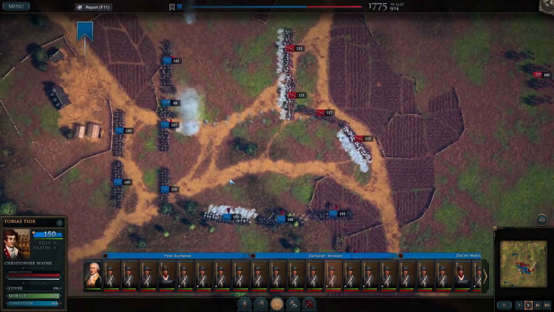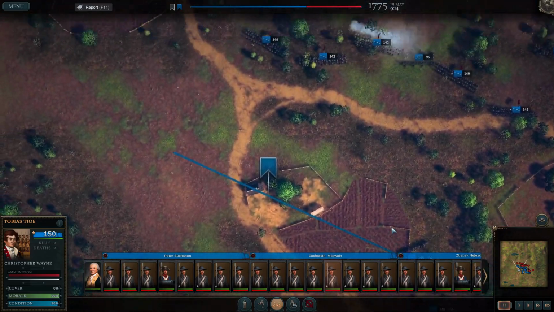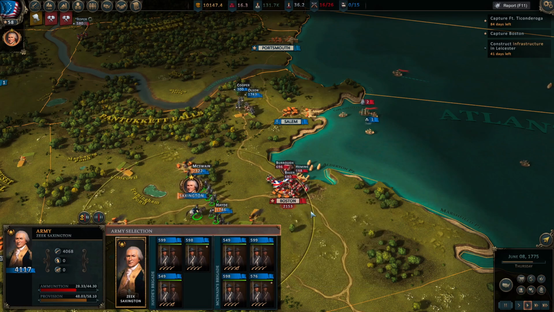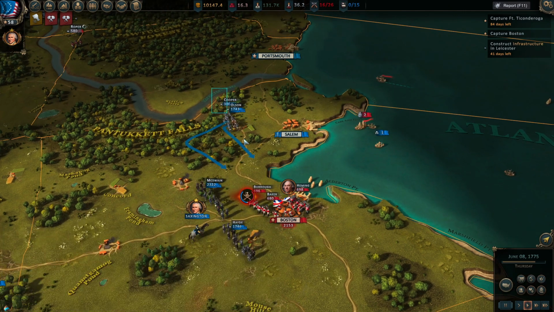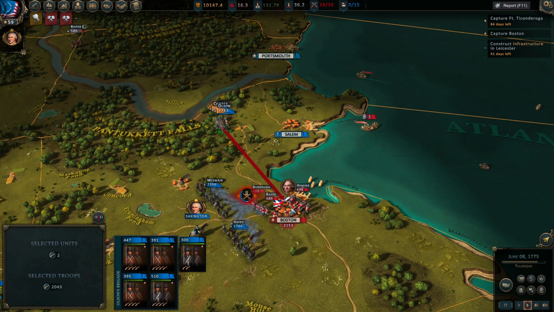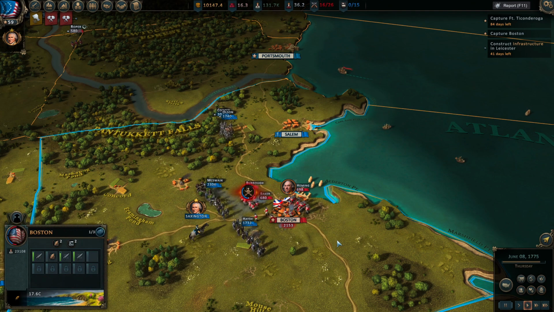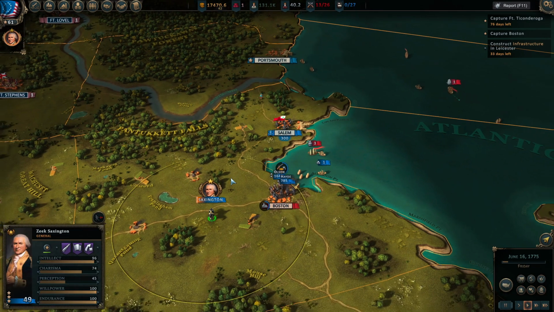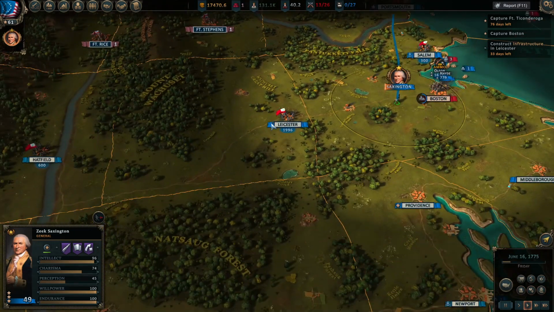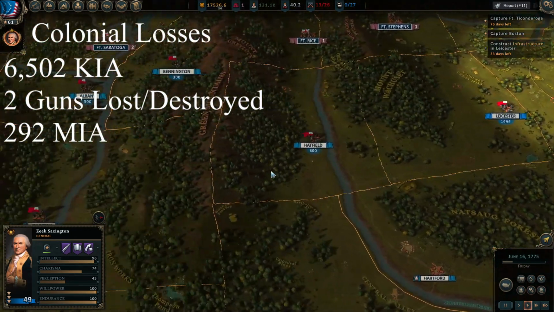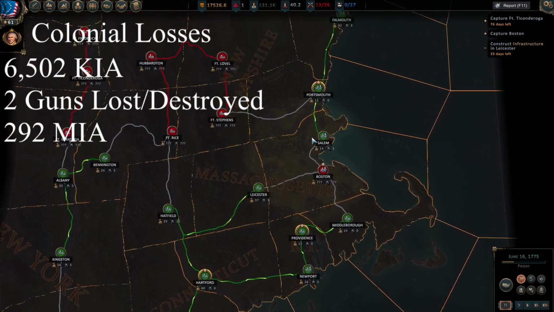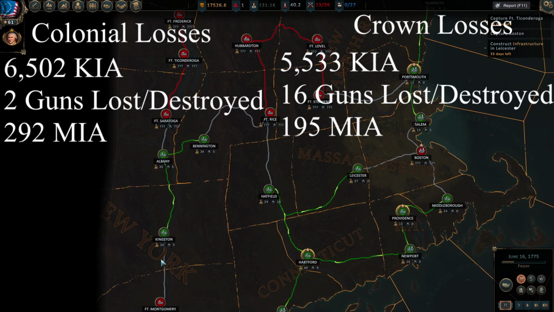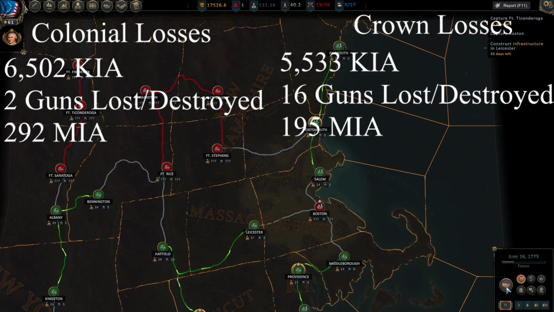The Second Battle of Boston wouldn't begin until June, when the Colonials had a 2,000-man advantage over the Boston garrison. After heavy fighting, they captured Boston and secured the northeast coast. 2 months into this war of intense and bloody combat, the Colonials had suffered a total of 6,502 KIA, with 292 MIA, while the British had only sustained 5,553 KIA and 195 MIA.